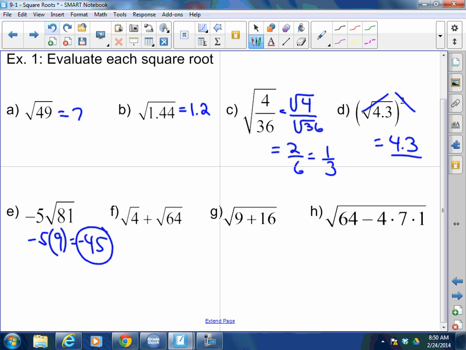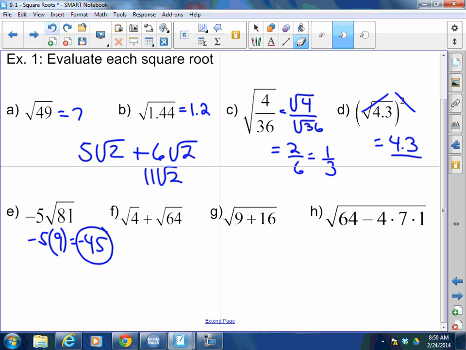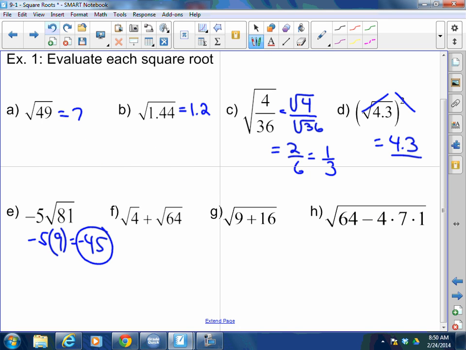So if I had 5 square roots of 2 plus 6 square roots of 2, then I'll have 11 square roots of 2. I can do that. And again, we'll get into that later. I just don't want you to get confused now. You cannot add these together unless the insides are completely the same. So in this case, simplify each. Square root of 4 is 2, plus square root of 64 is 8, so that is 10. Done.